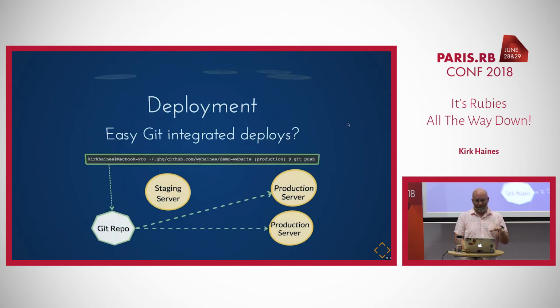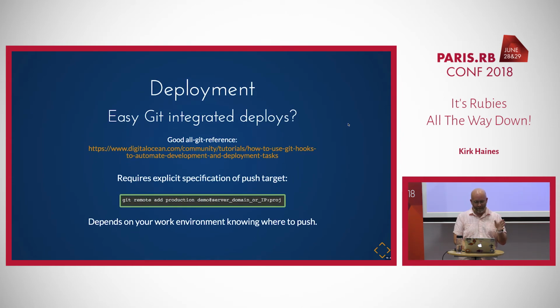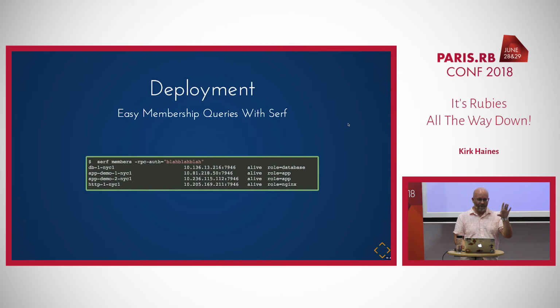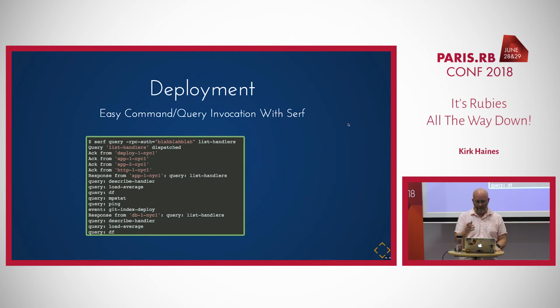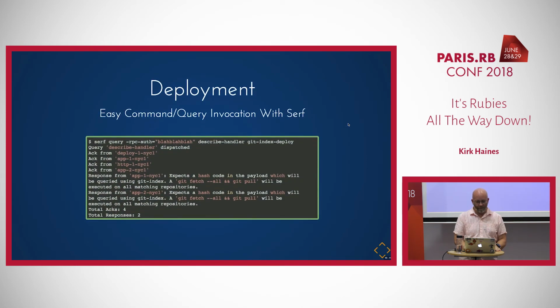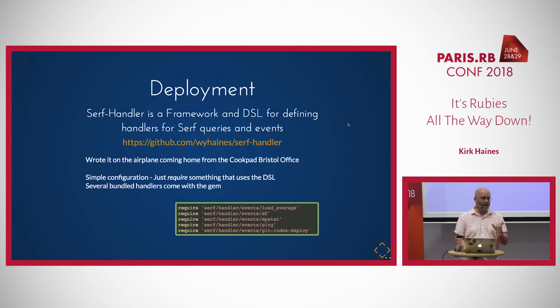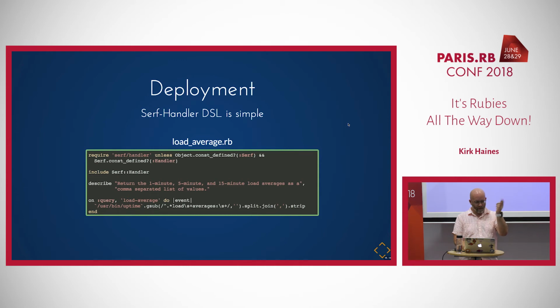I wanted to see if I could throw this together in Ruby. You can use Git with remotes to do this, but it isn't quite ideal. So I built off of something called Surf, which basically lets you send messages to multiple machines in your cluster and invoke commands. One of the things it does is allow you to hook handlers into it. So I created a little DSL to write Ruby handlers for Surf. It's a simple DSL: you just describe what it's doing, and you have a block that has the action.